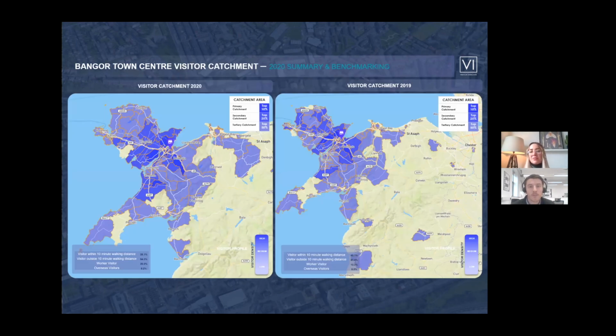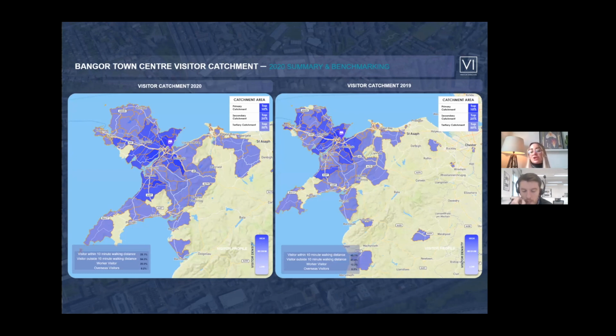Catchment is something I've mentioned a couple of times. This is a visualization of the visitors' home locations coming to Bangor. The map on the left-hand side is 2020 and the map on the right-hand side is 2019. And this really shows us that there was an increase in terms of local residents.